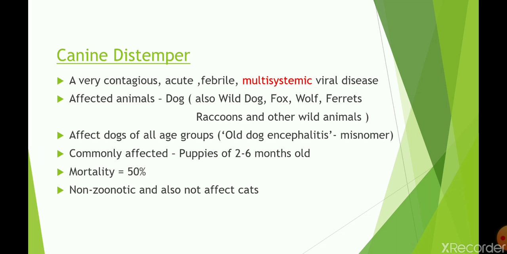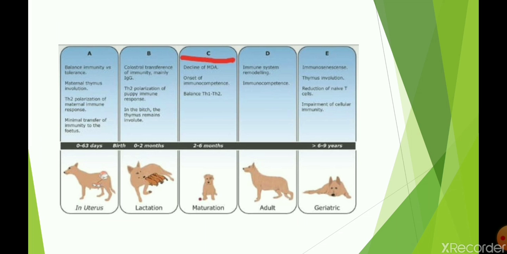Earlier, the term old dog encephalitis was used, but it's a misnomer because this encephalitis is mostly an acute form. Rarely, a chronic form has been noticed, especially in old dogs. The commonly affected are the puppies, especially 2 to 6 month old puppies. The mortality will be 50%. That is, almost half of the affected dogs will die. It's non-zoonotic. It won't affect humans. And also, it does not affect cats.